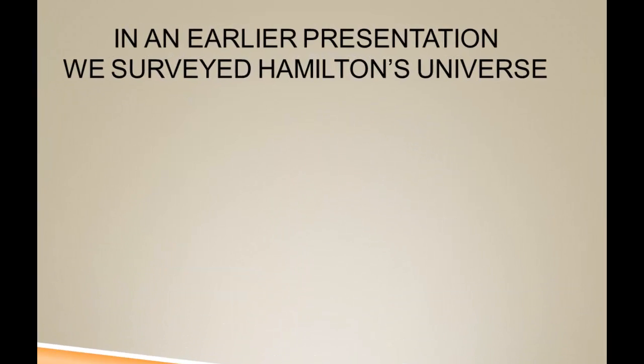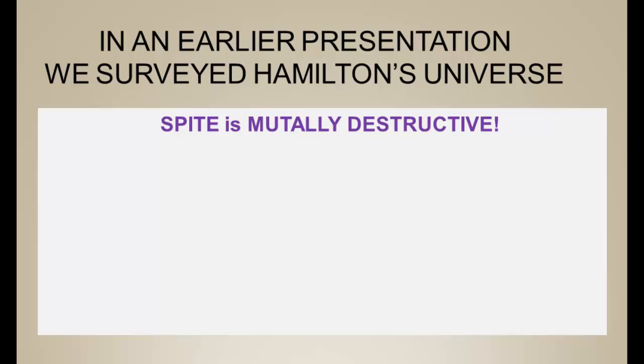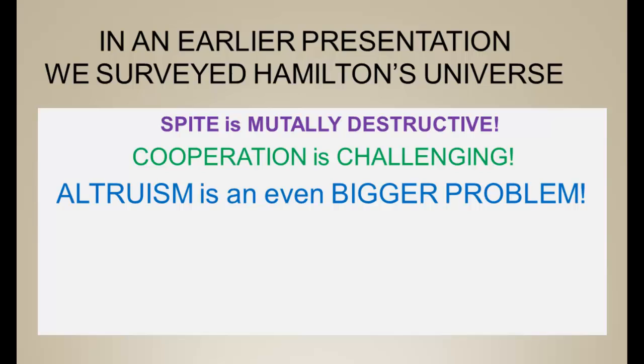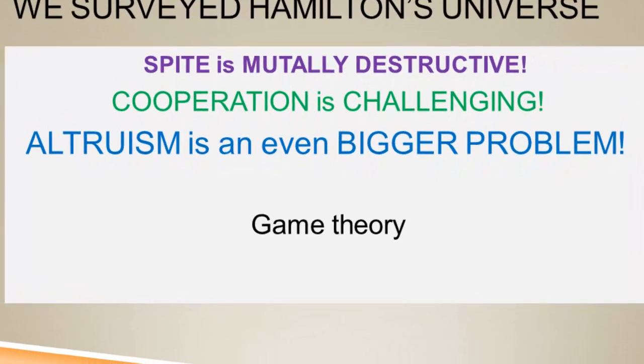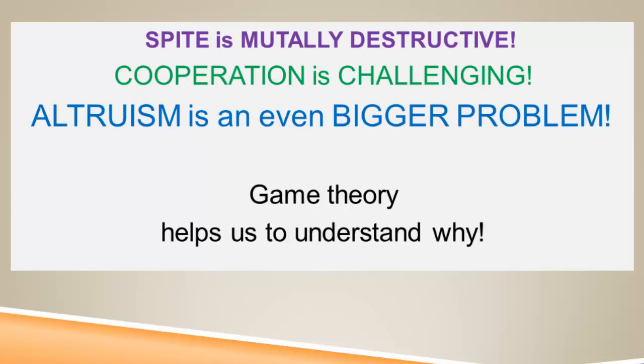Now, in an earlier presentation, we surveyed Hamilton's universe, and we said Hamilton's universe has four corners. We talked about spite being mutually destructive. We said that cooperation is very attractive but challenging to achieve. And we said that altruism was an even bigger problem to understand. And game theory helps us to understand why that's the case. It gives us really precise analytical tools for thinking these problems through.